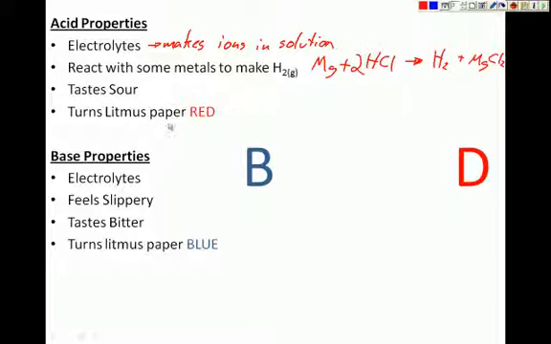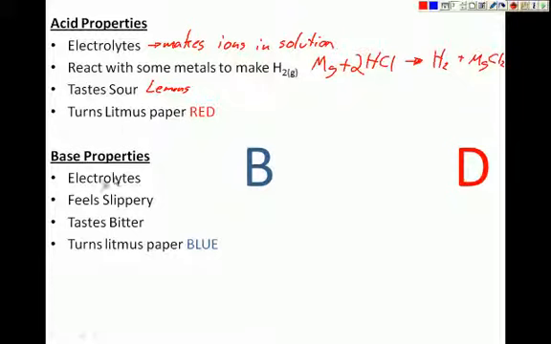Now, another property of an acid is that acids taste sour, like lemons. Lemons contain an acid called citric acid, and that's one of the things that make it quite sour. So acids are sour. It'll also turn litmus paper red, and we'll talk a little bit more about that one in a little bit.